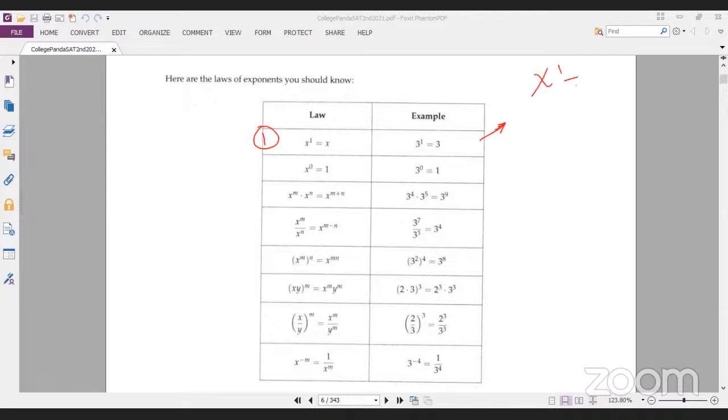Here we have x power 1. It's very easy. Any power 1 is just written as x, like 3 power 1. Power 0 comes from where? Power 0 is equal to 1. X power 0 is 1.